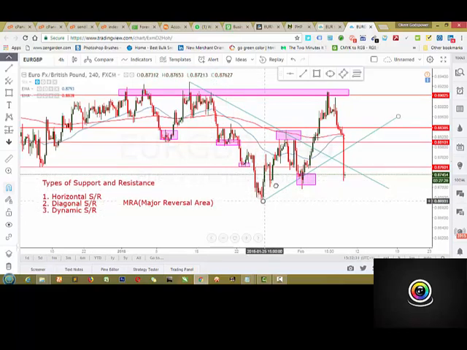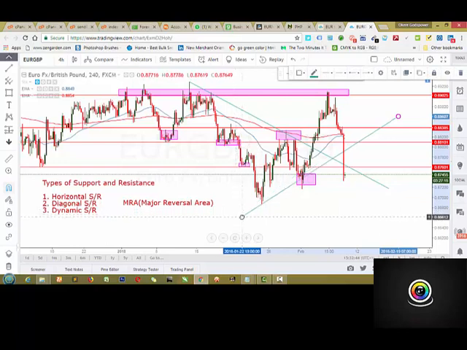Now look at this. If you check this from here, this is a support. This trend line has been acting as a support here. It acted as a support here. It was a support here.